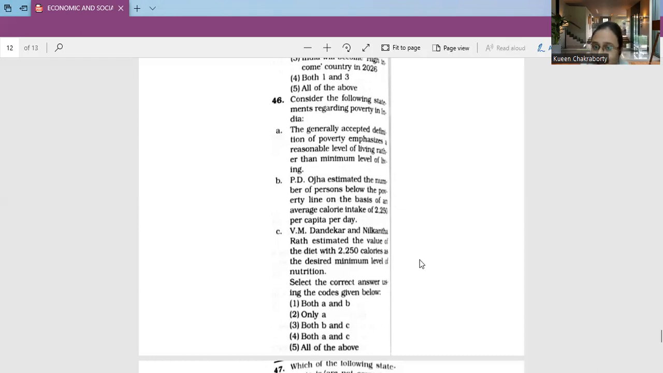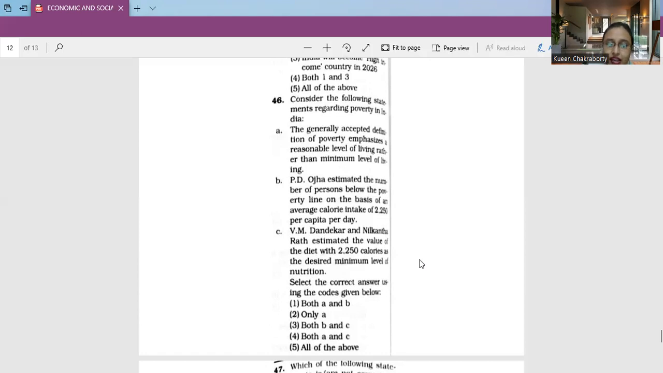So both B and C are correct. That is, P.D. Ojha estimated the number of persons below the poverty line on the basis of an average calorie intake of 2250 per capita per day. And also V.M. Dandekar and Neelkantha Rath estimated the value of the diet with 2250 calories as the desired minimum level of nutrition. So both B and C are correct.